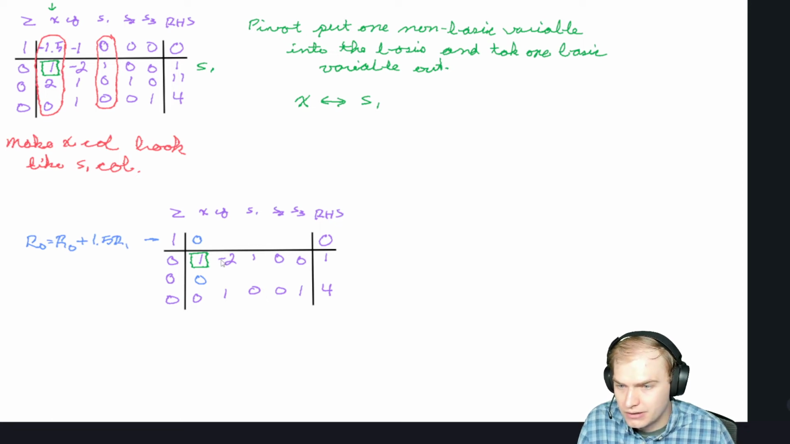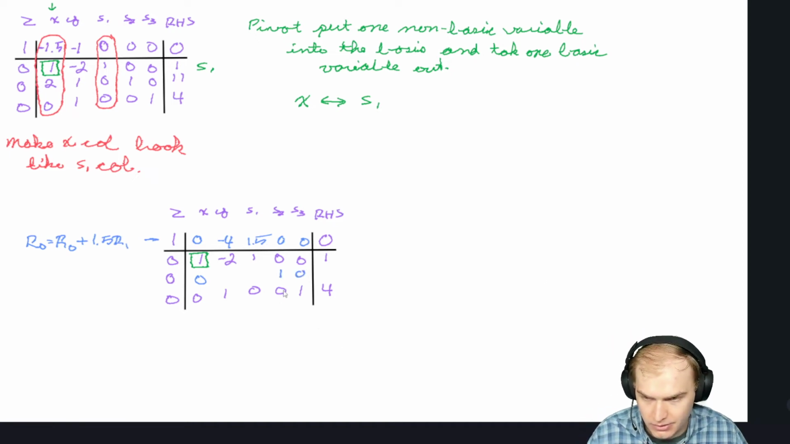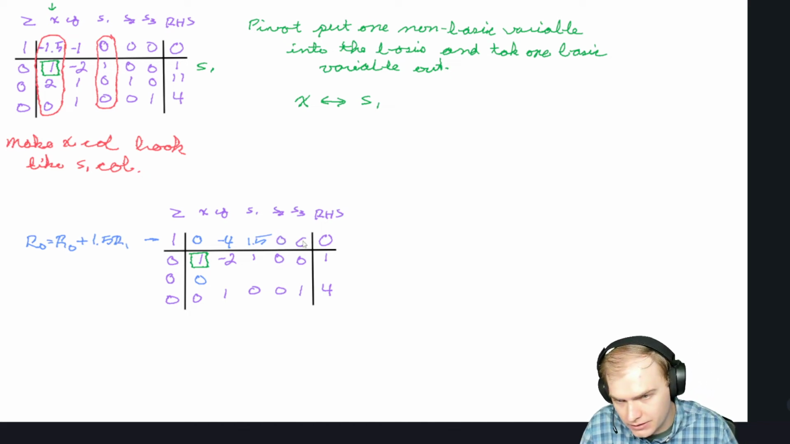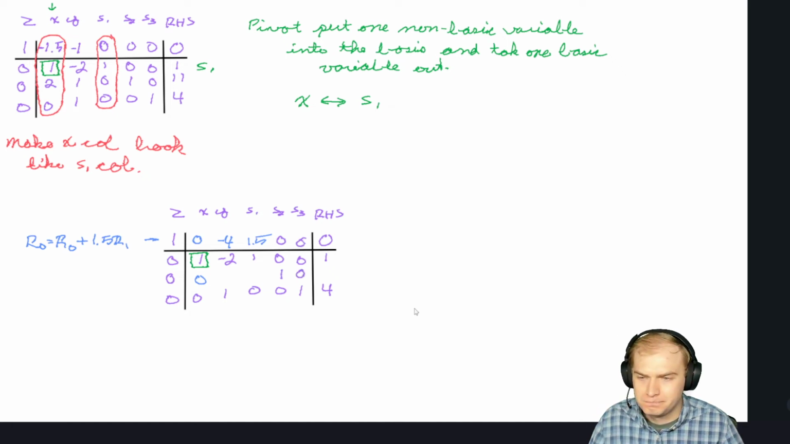And then correspondingly we get 1.5 times 2 is 3. Negative 3, because there's a negative, plus negative 1 is negative 4. 1.5 times 1 is 1 plus 0, or is 1.5. And then these remain in the basis. So these are actually, let me put them in purple so we can see exactly what has not changed.